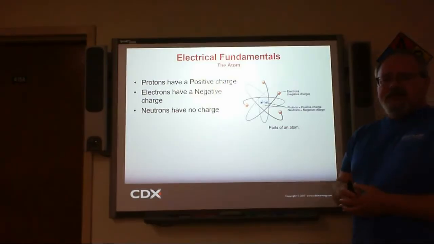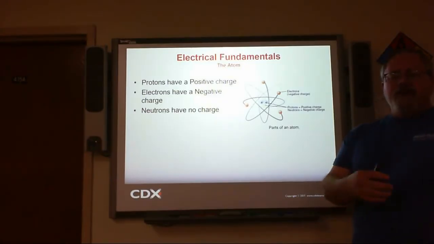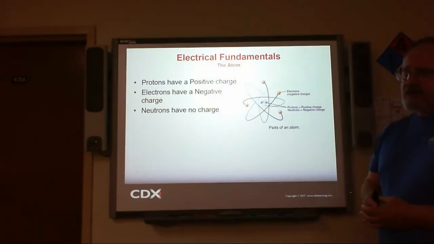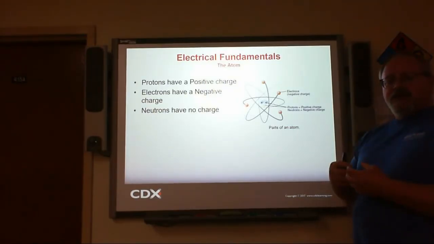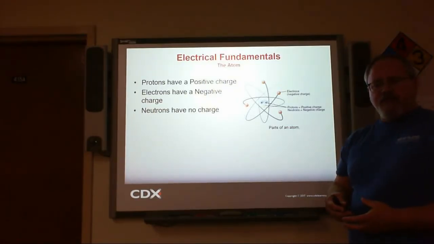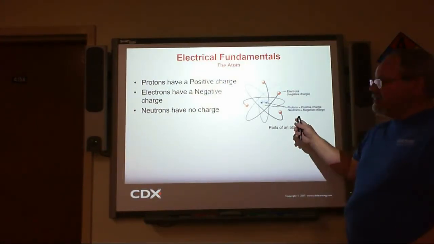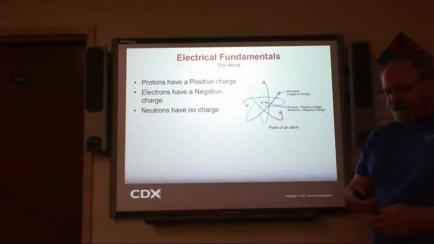Now, protons, we say they have a positive charge. Electrons have a negative charge, equal charge, but opposite. And neutrons have no net charge. So the protons in the nucleus are positive, the neutrons in the nucleus are neutral, and the electrons are negative.